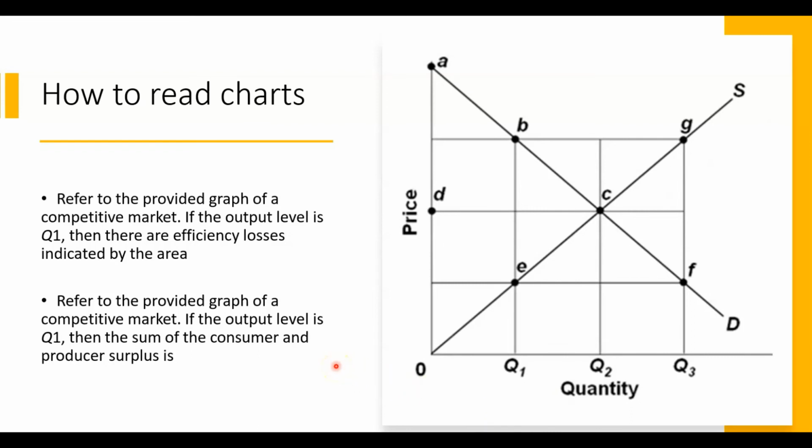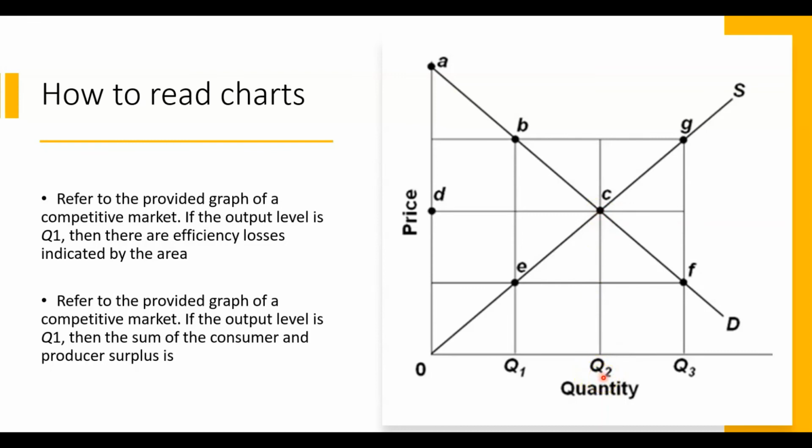Let's look at another chart. This one's more confusing. Okay, so you have to be more analytical here. So it says, refer to the provided graph of a competitive market. If the output level is Q1, then there are efficiency losses indicated by the area, and then you have to figure out which area. So we know that point C is the efficient output and the allocatively efficient price. So that would be Q2.